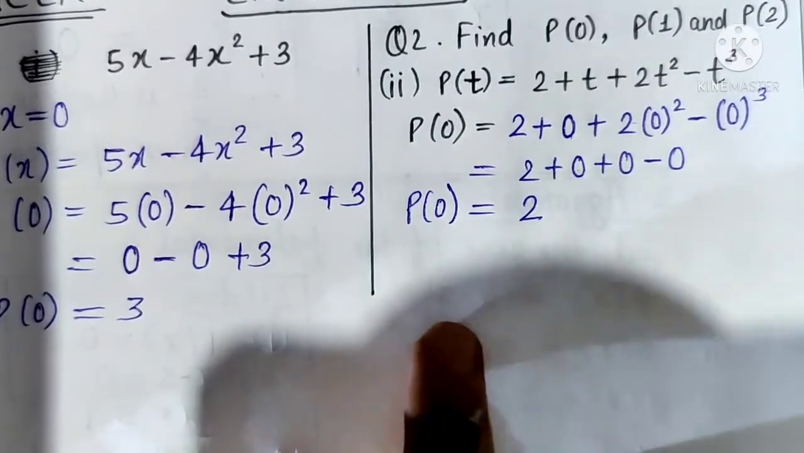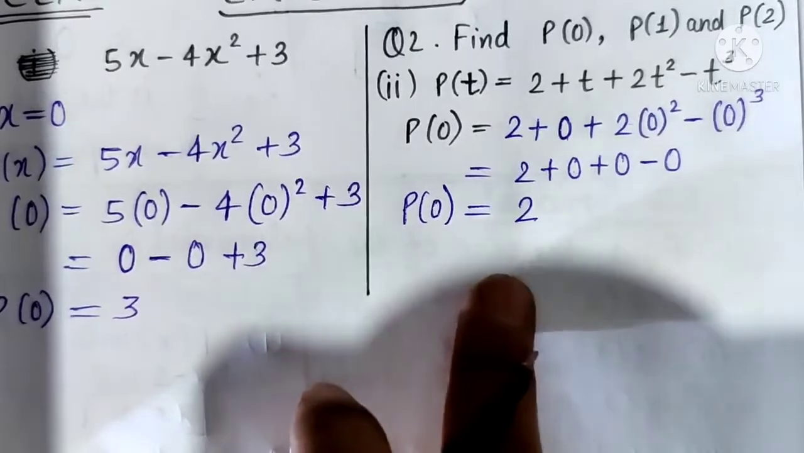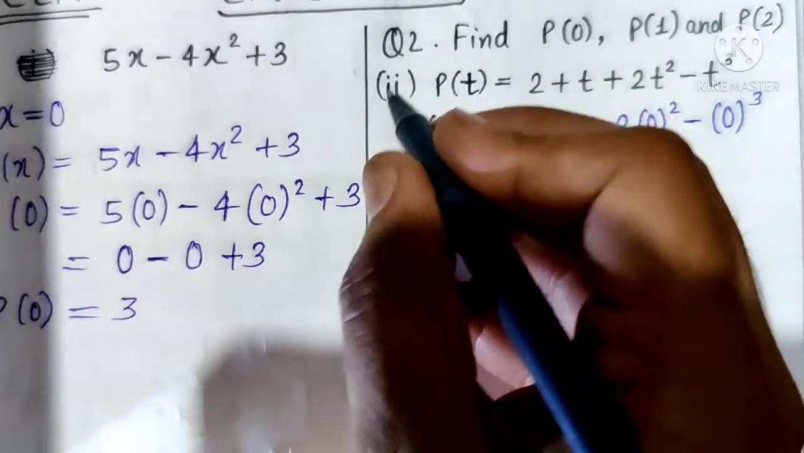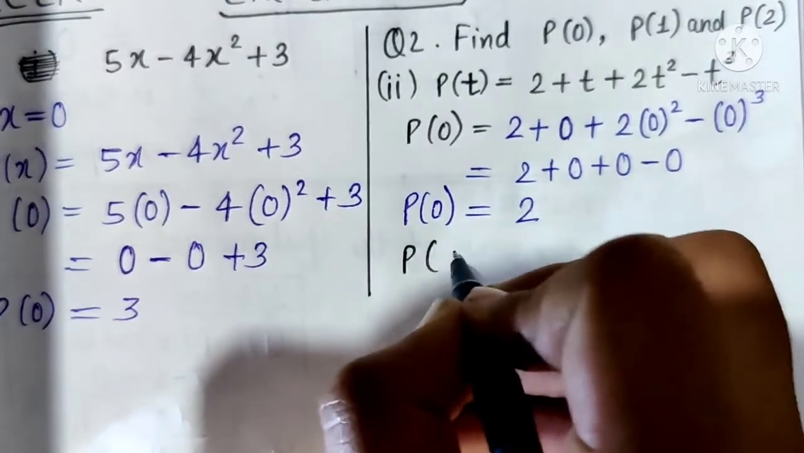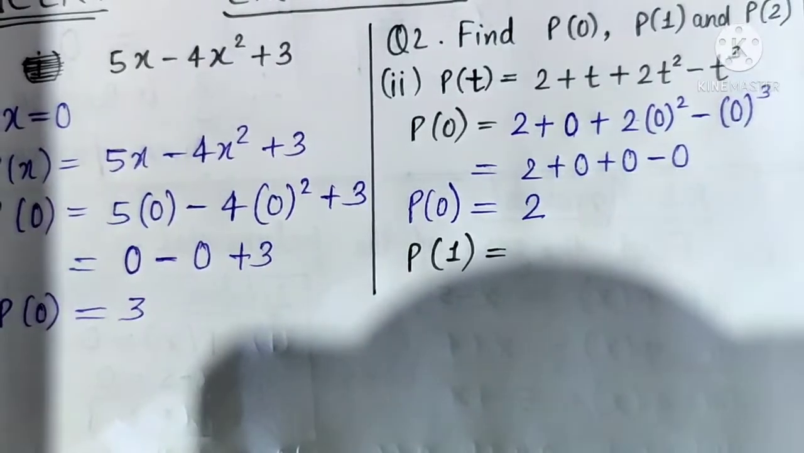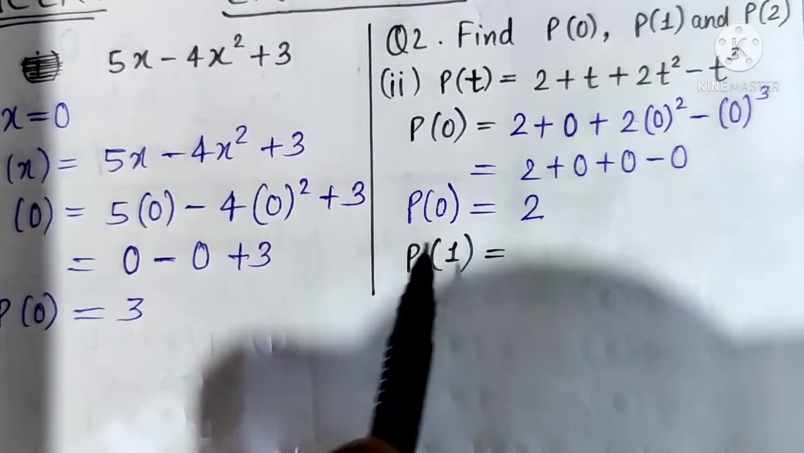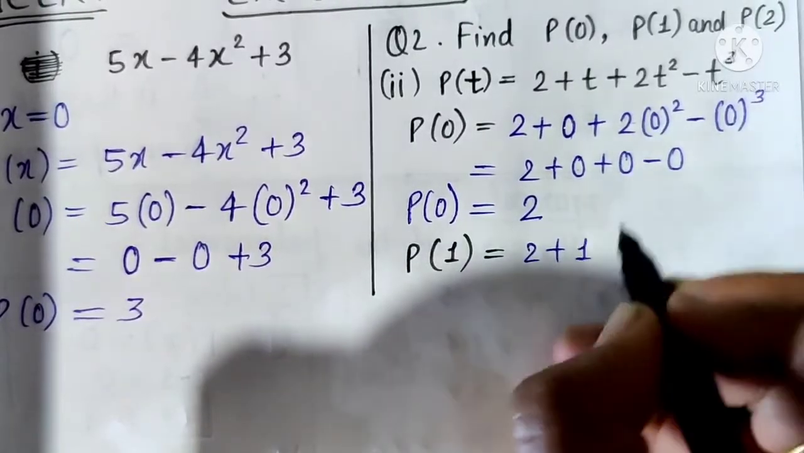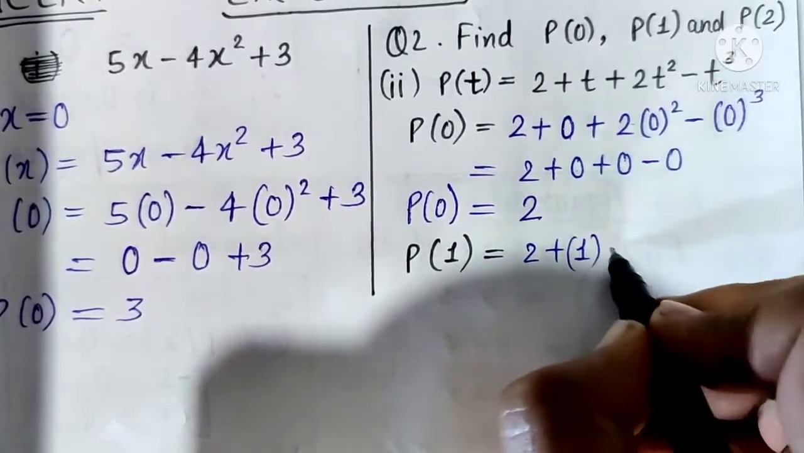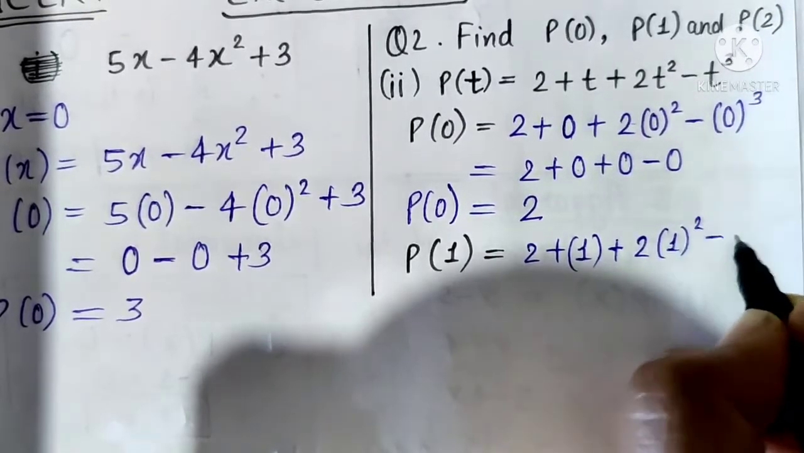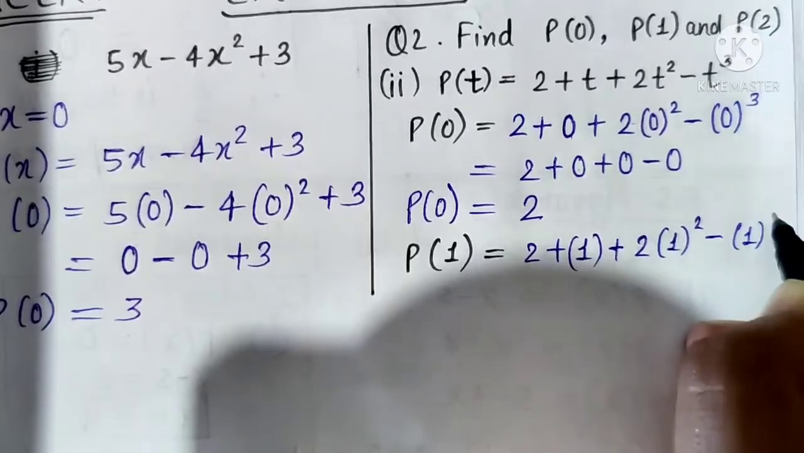So when we are putting 0 in place of the variable t, the value coming is 2. Now solve the second part, where we have to put the value P1. Same process we are doing. Now this time the value of the variable is 1. So wherever t is coming, we will put 1. So 2 plus 1, because t is 1, then plus 2 multiplied by t square, it means 1 square, and at last minus t cube, it means 1 cube.